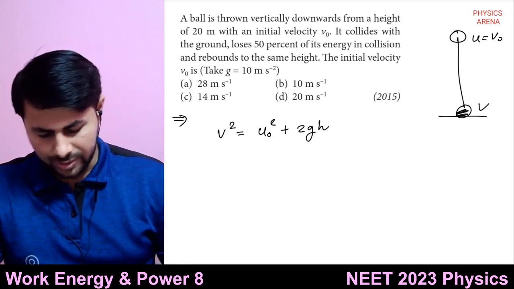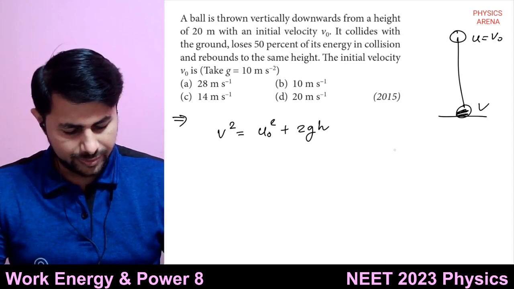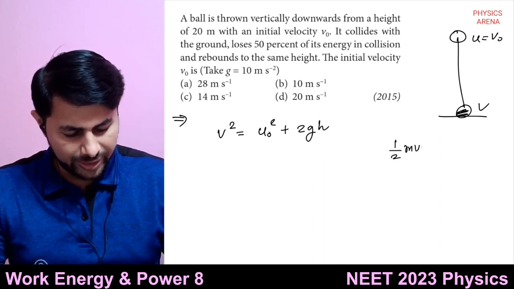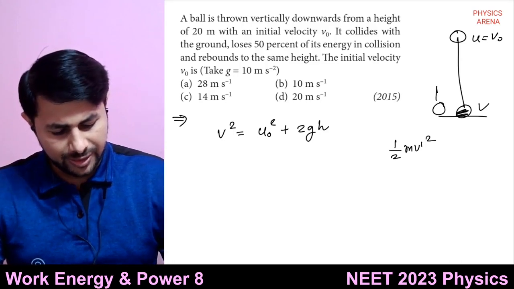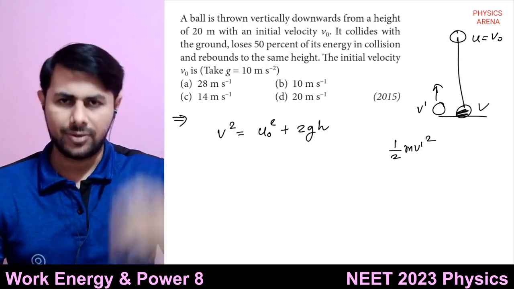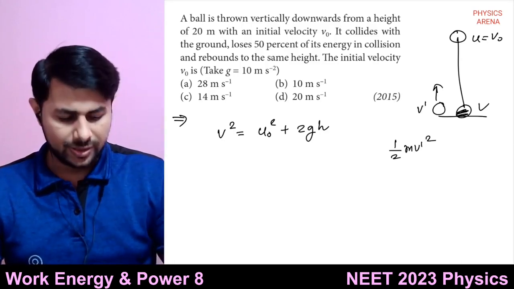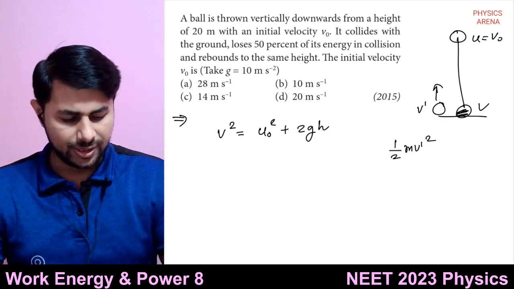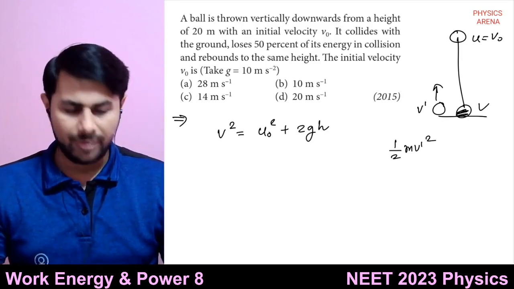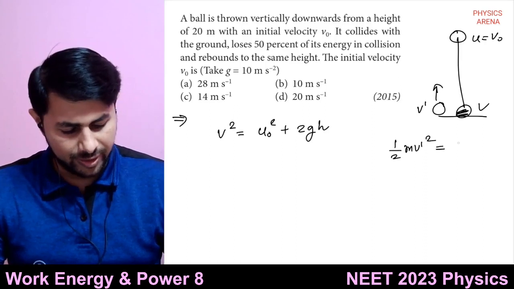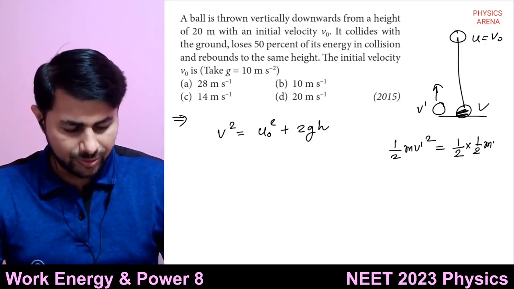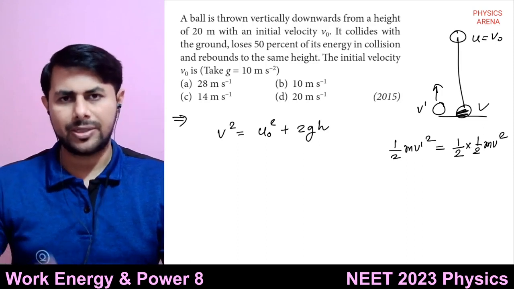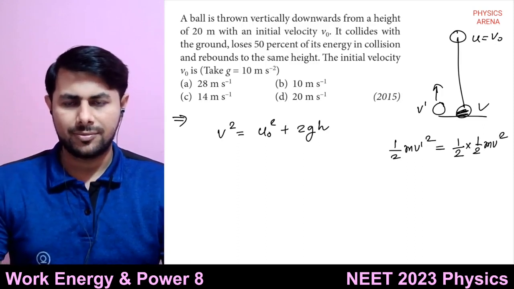Okay, see, half of m into v dash square. Okay, what is v dash? The speed with which it rebounds. Okay, it collides with speed v. The speed with which it rebounds is v dash. So half of m into v dash square is equal to half of m into v square, because 50% of energy is lost. This is clear.